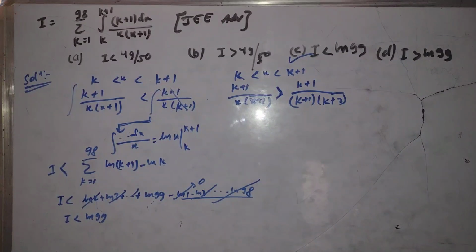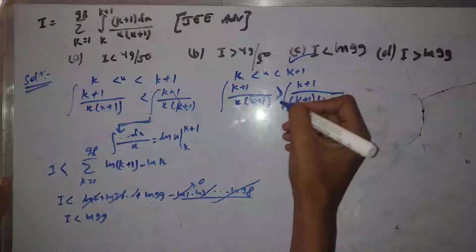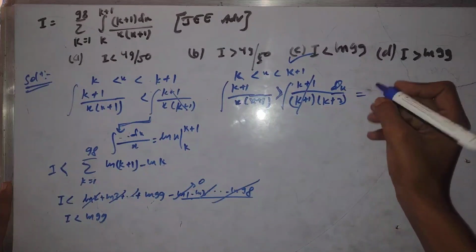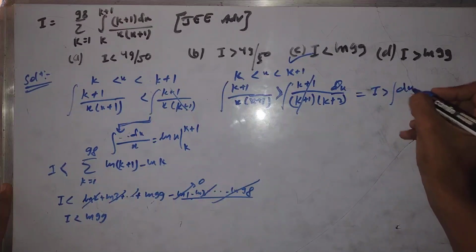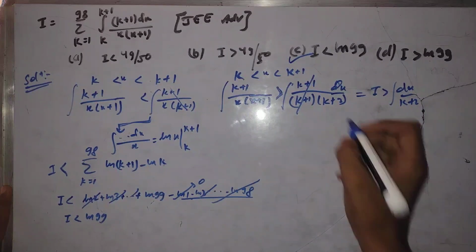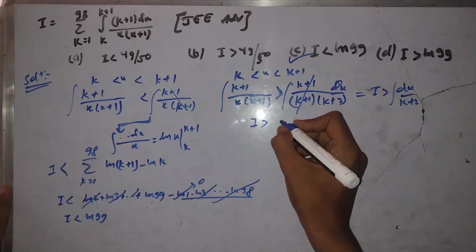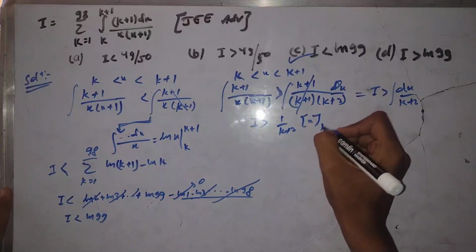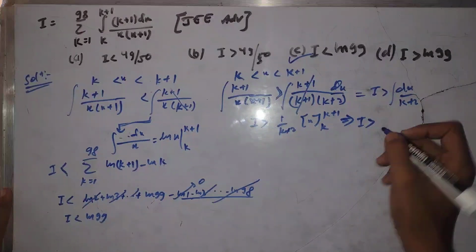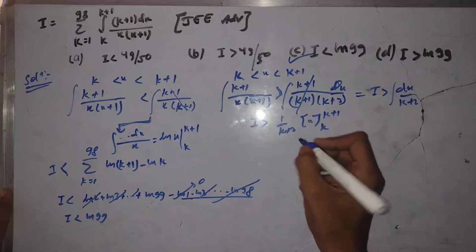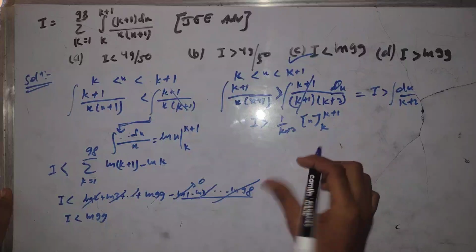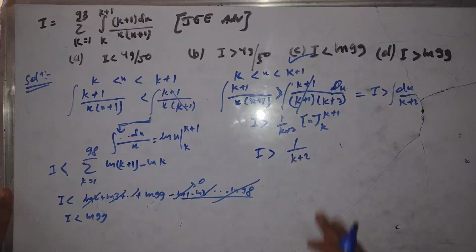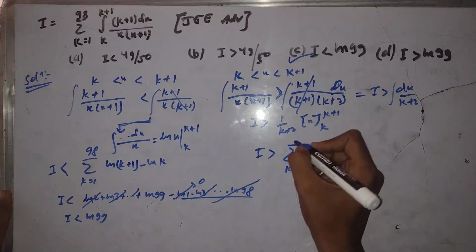Okay, and let's see. So we'll integrate this again, and this k plus 1 cancels here, and this is dx. So actually I is greater than the integral of dx upon k plus 2. So I will be greater than 1 upon k plus 2, and here x will have limits k to k plus 1. Let me write it more clearly, I have a very pathetic handwriting. So this is I, and this is actually from k equals 1 to 98.